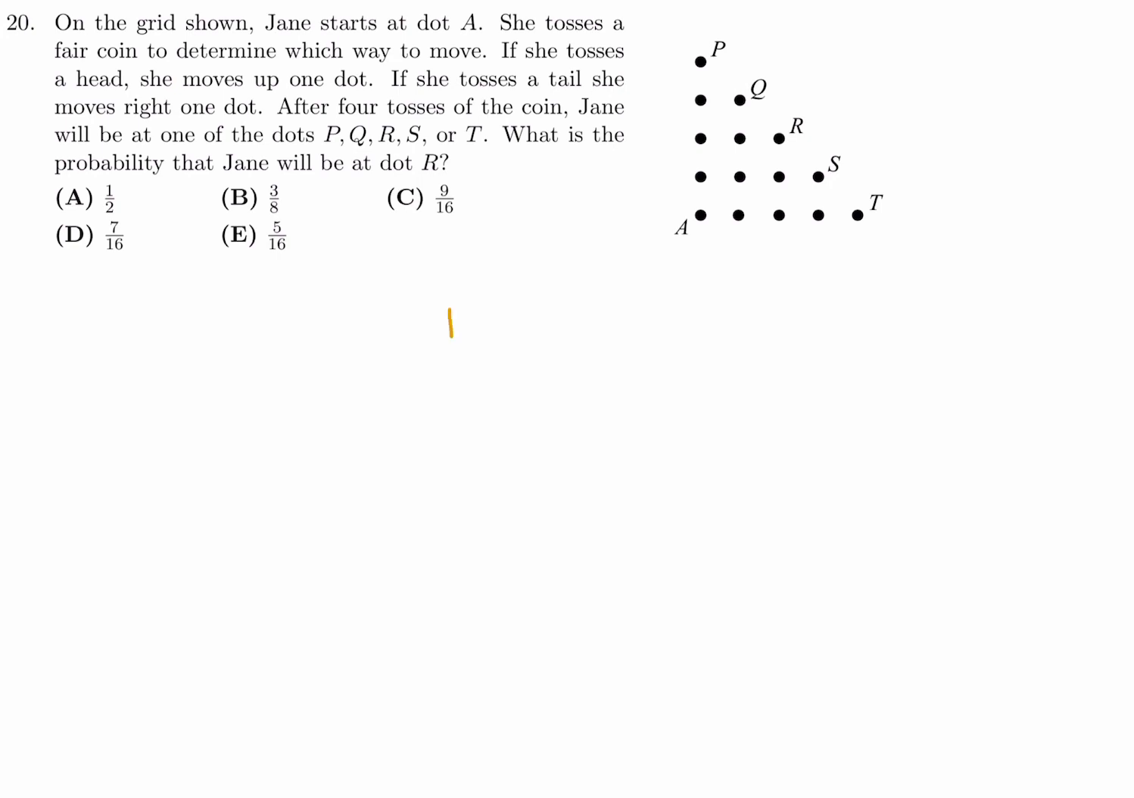All right. So we have P, Q, R, S, and T. So the only way to get to P is to go 1, 2, 3, 4 up. And how do you go 4 up? By having 4 heads. Because if you toss a head, you move up. And then tail is very similar. Or T, I should say. The only way to get T is to go 4 across. How do you go across? By tossing a tail. So you have to toss 4 tails. So T, T, T, T.